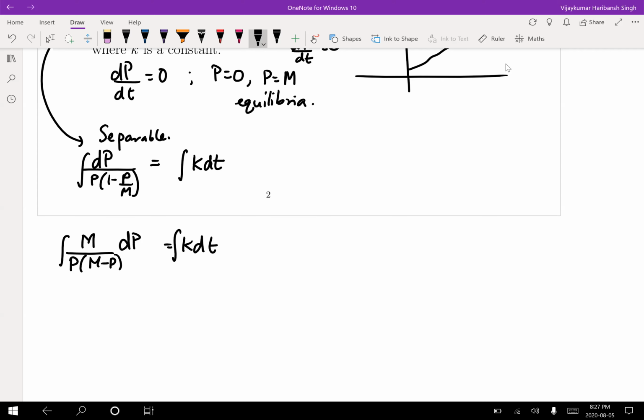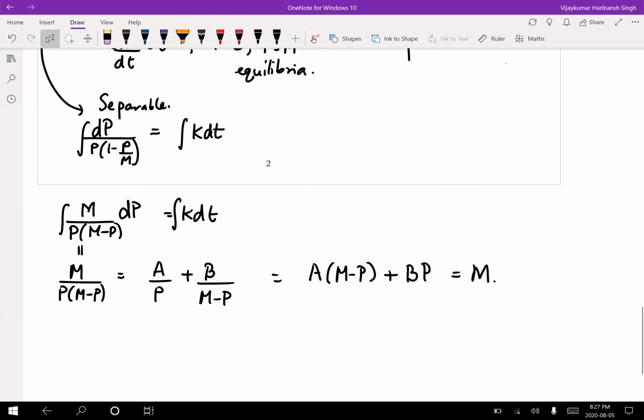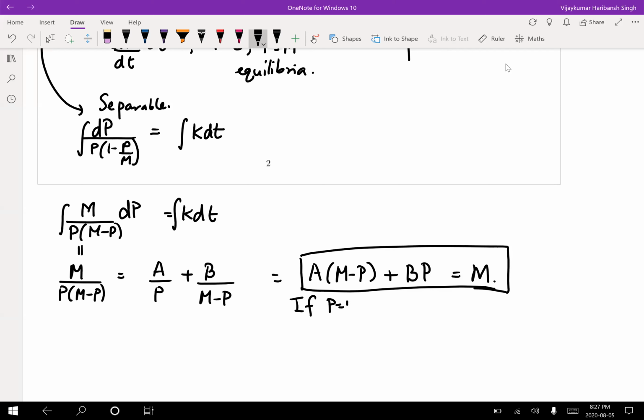Now on this side, we need a partial fraction. So M over P times (M - P) is going to be A/P + B/(M - P), which is going to be A times (M - P) plus BP over the common denominator. And this must be equal to M. So we want to solve this equation for A and B. Note that if P equals M, we get BM equals M, which implies B equals 1.